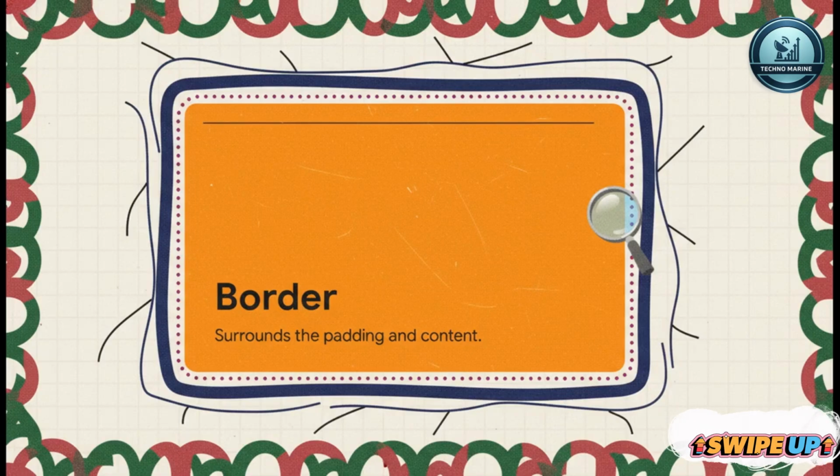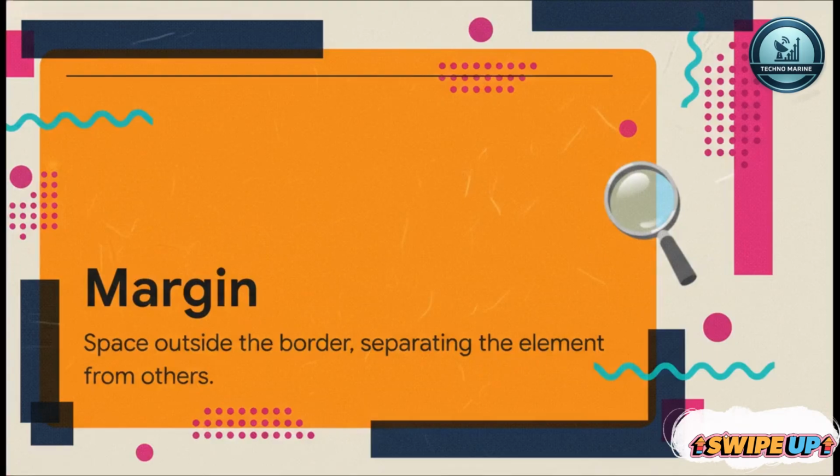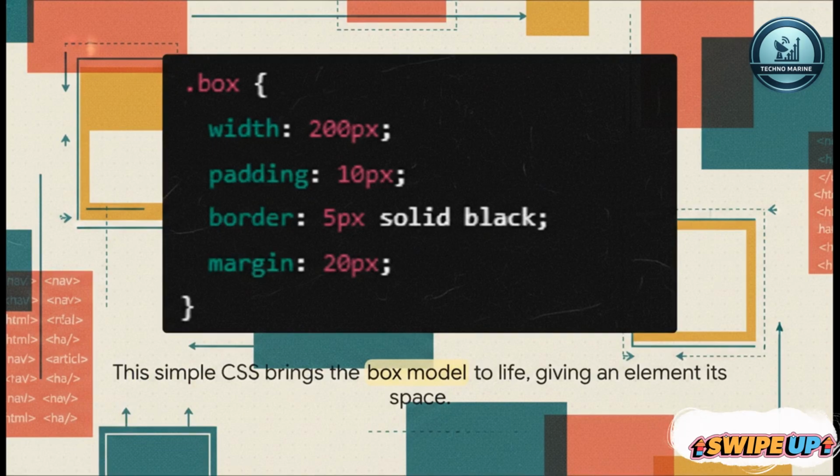Next up is the border. This is the literal wall of the box. It can be a thick black line, a thin dotted one, or it can be completely invisible. But make no mistake, it's always there, defining the absolute edge of the element. And finally, on the very outside, you have the margin. I like to think of this as the element's personal space bubble. It's that invisible force field that pushes all the other boxes away, creating that clean separation and structure on the page.